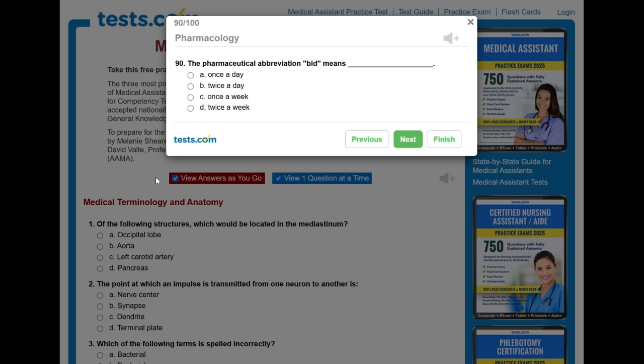Question 90. The pharmaceutical abbreviation BID means A. Once a day, B. Twice a day, C. Once a week, D. Twice a week.